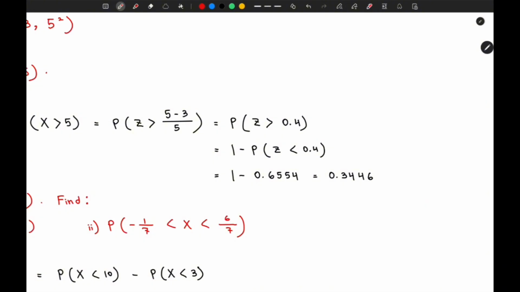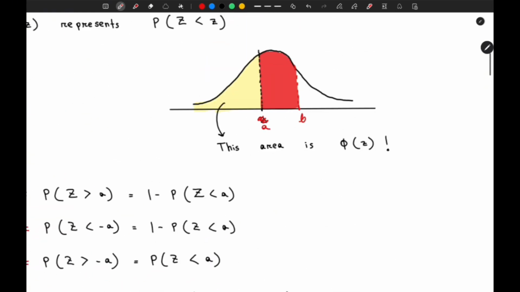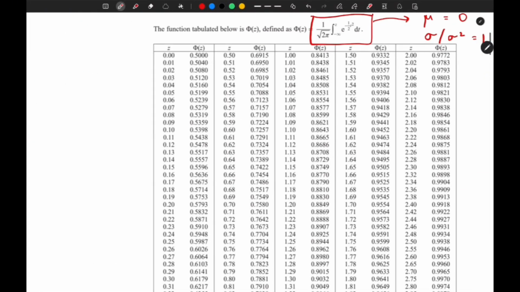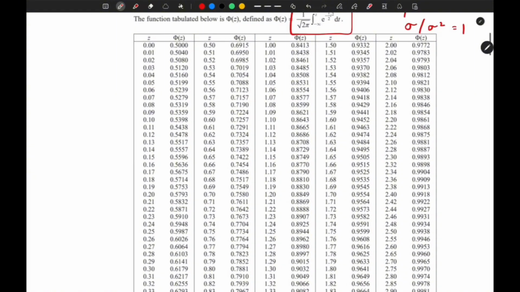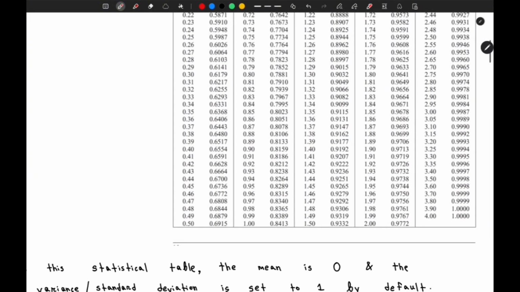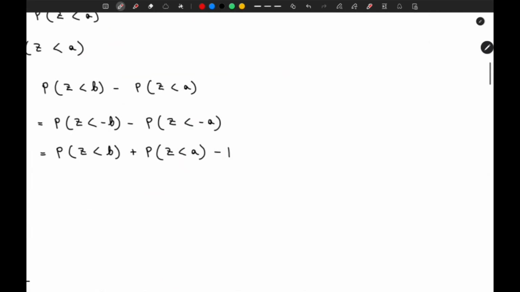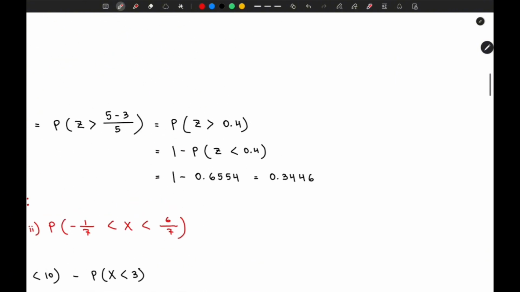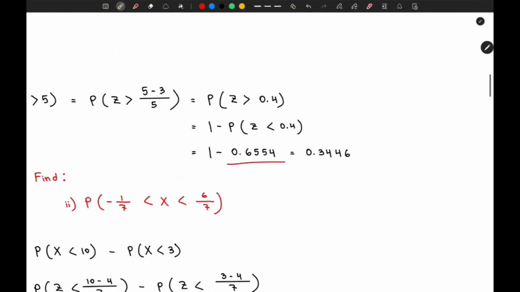And when the value of z is 0.4, you need to go back to the statistical table. 0.4 is at this point, and the value of probability is 0.6554. So there's your 0.6554. So the final answer is 0.3446.